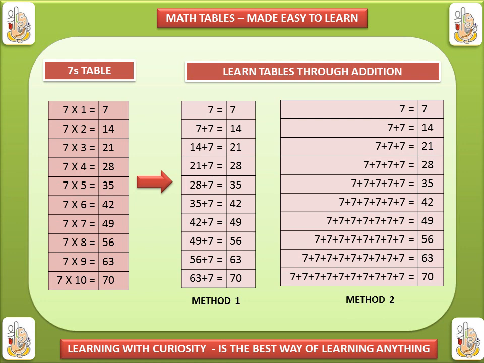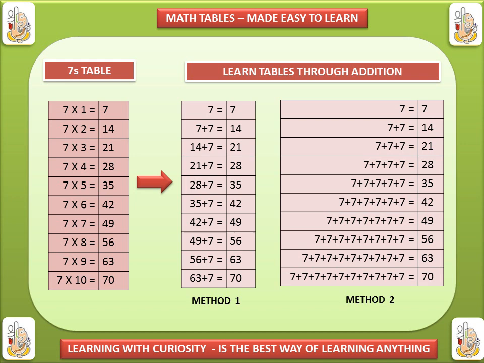In Method 2, you have to add 7 the number of times you are going to multiply. 7 ones are 7, 7 twos are 14. To get 14, 7 plus 7, you have to add 2 times.